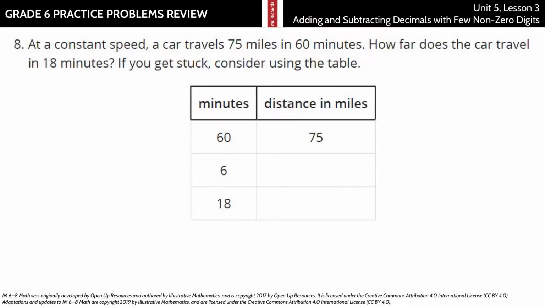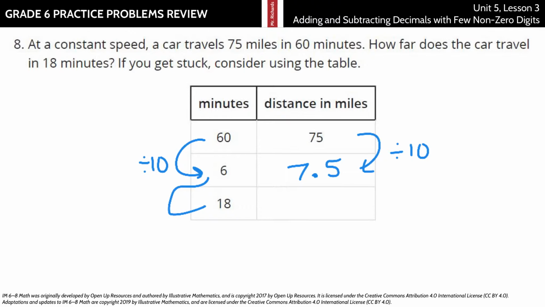Now on to question 8. And in question 8, at a constant speed, a car travels 75 miles in 60 minutes. How far does the car travel in 18 minutes? If you get stuck, consider using the table. Well, it's beautifully set up for us here. How do we get from 60 to 6? Well, we can multiply by 1/10 or just divide by 10, same thing, which gets us 7.5 miles. Then our next step here, 6 to 18, multiply by 3. And so we finish this side by multiplying by 3. 7.5 times 3 is 22.5 miles.